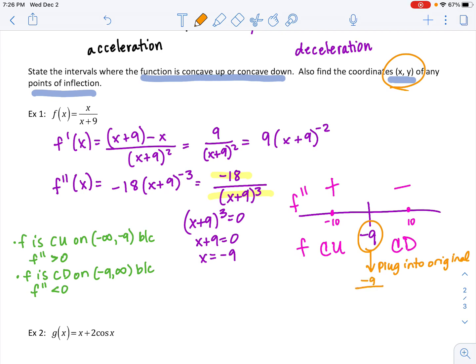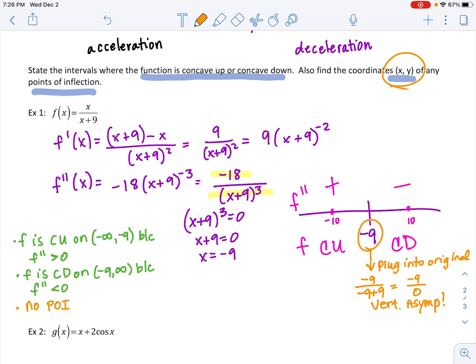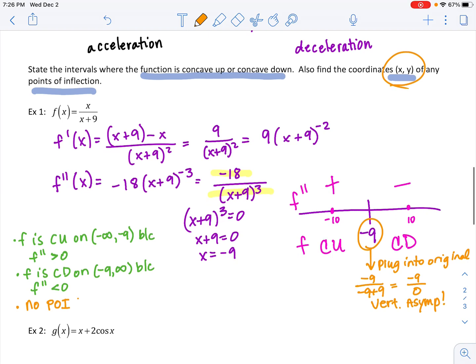So, of course, if I do negative 9 over negative 9 plus 9, I get negative 9 divided by 0. And that should lead you to believe, and remember, that there is a vertical asymptote on this function. So it does change concavity, but technically it has no points of inflection, which we can abbreviate as POI, point of inflection. We would just say that there are none. We wouldn't have to justify why.